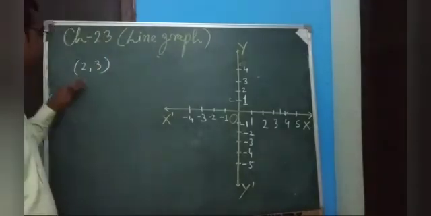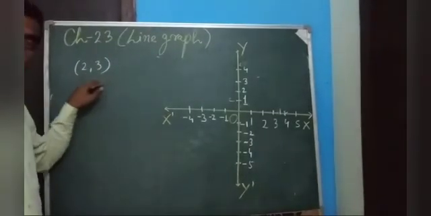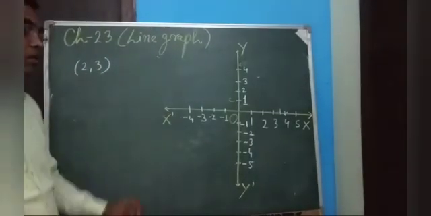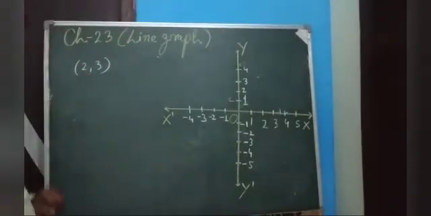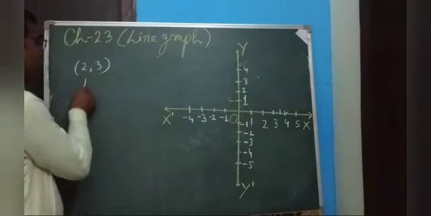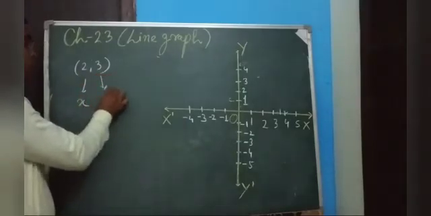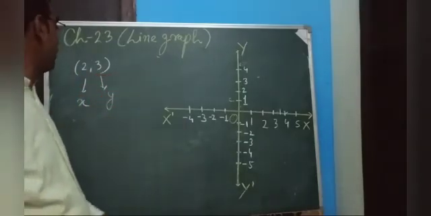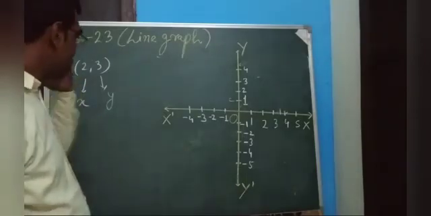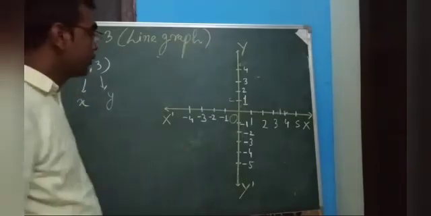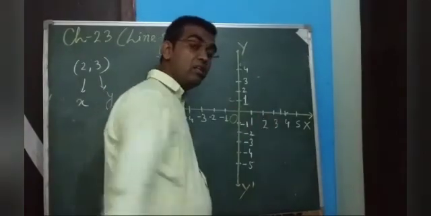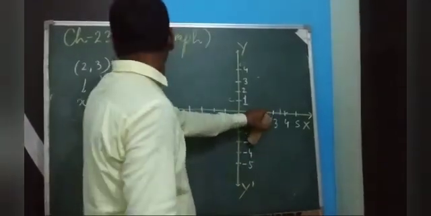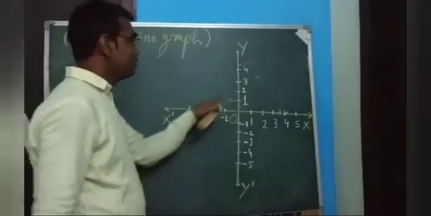It is given: represent this coordinate (2, 3) on a graph. So how to represent? Here (2, 3) is given, so 2 is the x coordinate and 3 is the y coordinate. So search 2 on the x axis. Here on the x axis, 2 is here, okay, and 3 on the y axis.